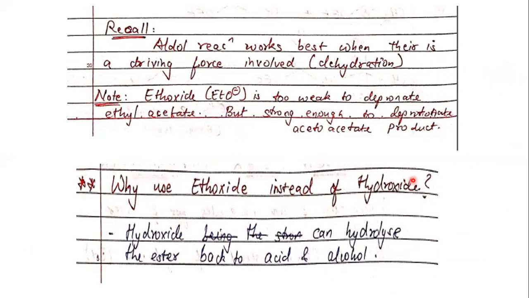Now, why use ethoxide instead of hydroxide? If I use a hydroxide base, say NaOH or KOH, it can easily hydrolyze the ester back to acid and alcohol. So I started with two molecules of ester, right? If I use a hydroxide base, that base is going to react with the ester and hydrolyze it back to its starting materials, acid and alcohol. If you remember, esters are formed by a reaction between acid and alcohol. So I can't use hydroxide as a base. I have to use something mild, which is ethoxide.